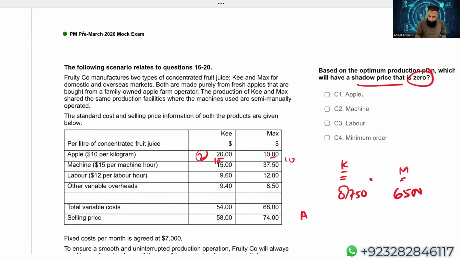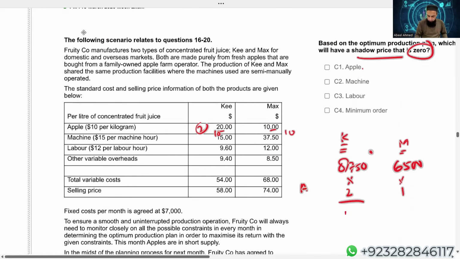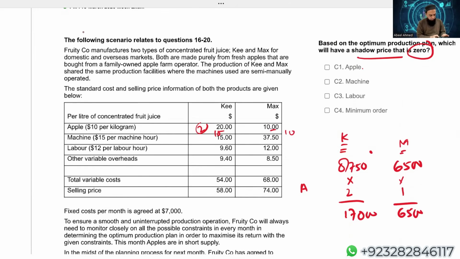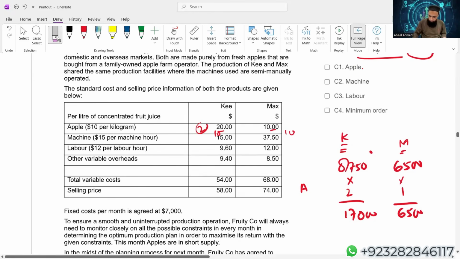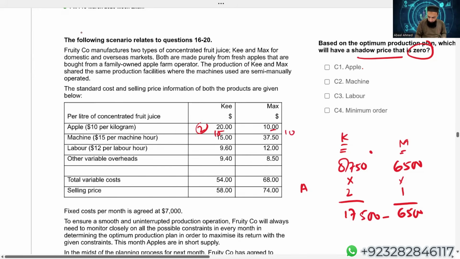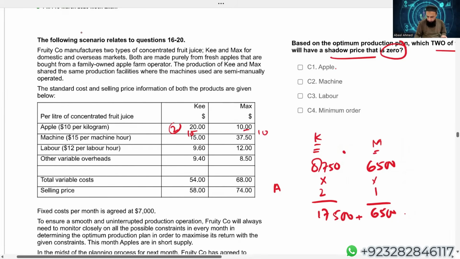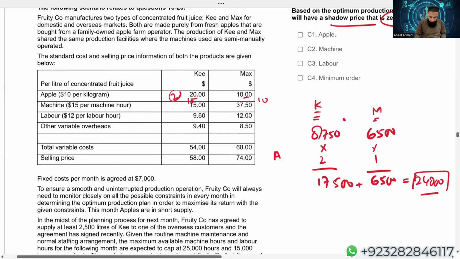Now check Apple. Here we need 2 kg, here we need 1 kg. So 8,750 multiplied by 2 is 17,500, my bad. Plus 6,500, so 24,000. The production plan which we have chosen, we need 24,000 kgs. And let's see the available kgs.